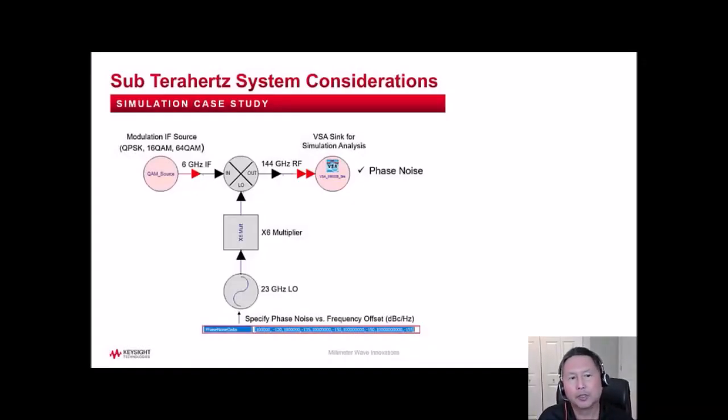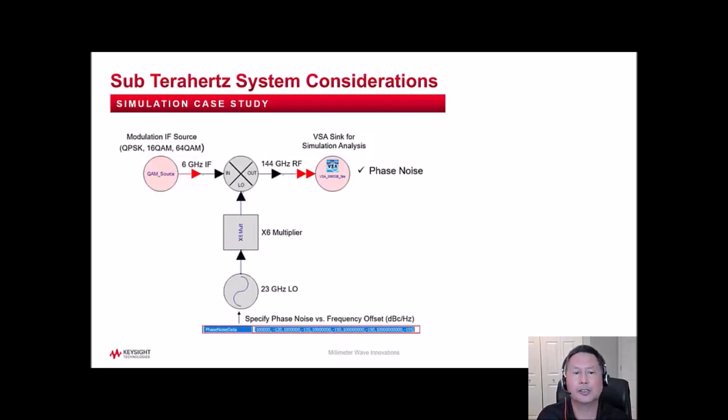Phase noise is critical, particularly for these high-frequency systems due to the 20 log n degradation of LO phase noise. To illustrate this, Keysight's PathWave System Design, or SystemVue, is used to simulate the effects of LO phase noise on a hypothetical sub-terahertz upconverter design.